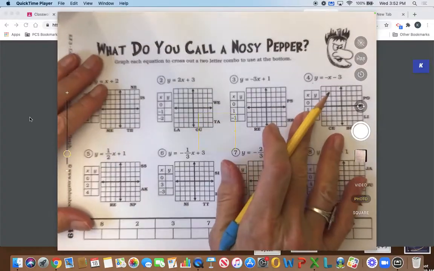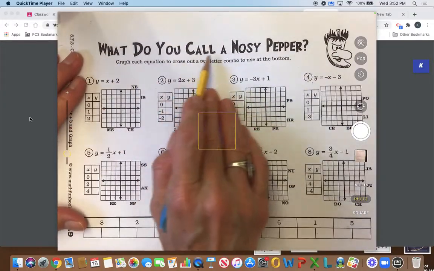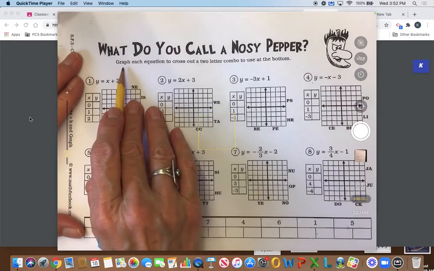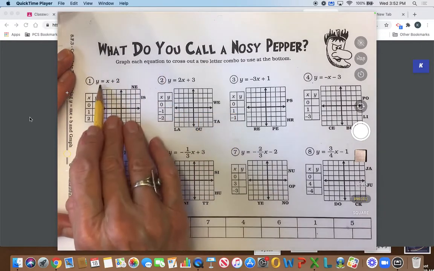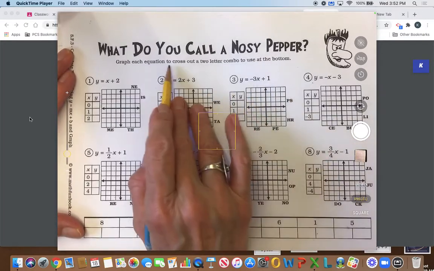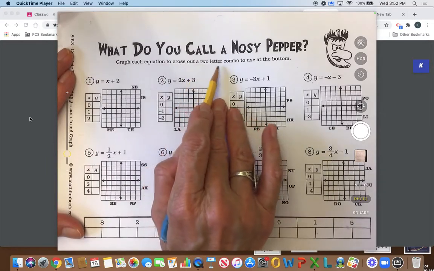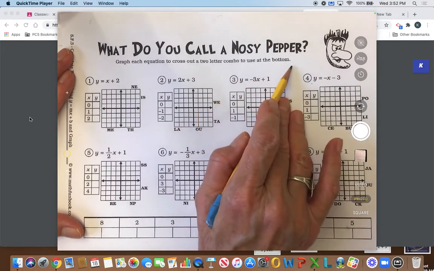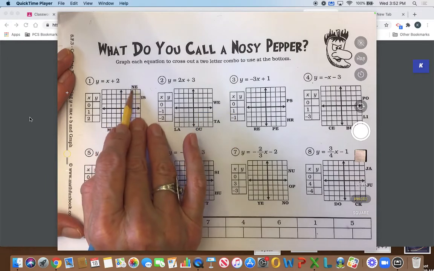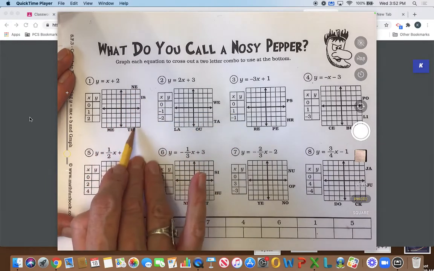Okay, this is our puzzle called What Do You Call a Nosy Pepper? And we're supposed to graph each equation, so there's the equations, to cross out a two-letter combo to use at the bottom. Okay, the two-letter combos they're talking about are right here.